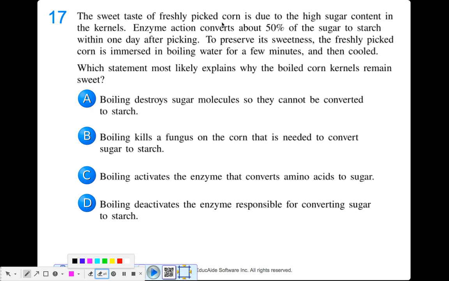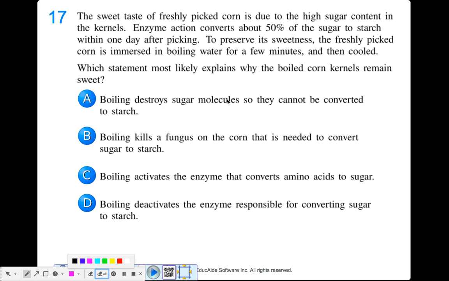The sweet taste of freshly picked corn is due to the high sugar content in the kernels. Sugar is glucose or monosaccharides. There's an enzyme that converts the sugar to starch within 1 day of picking. So to preserve its sweetness, freshly picked corn is immersed in boiling water for a few minutes and then cooled. Which statement most likely explains why the boiled corn kernels remain sweet?